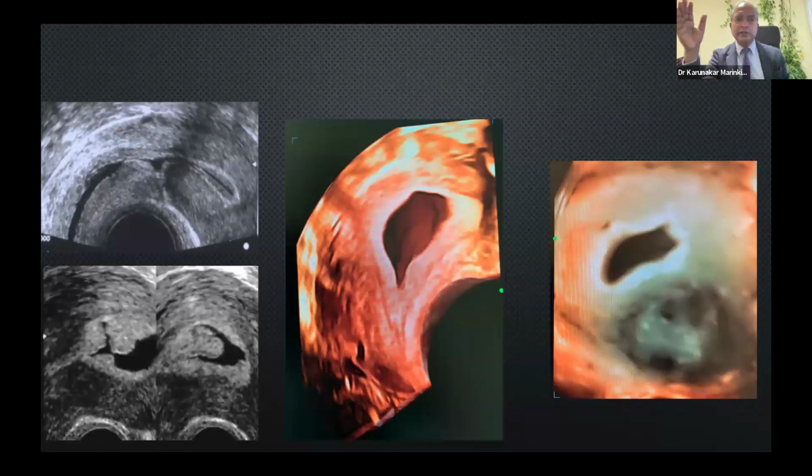So I always keep an ultrasound. Even before embryo transfer, I do TVS. When I have a difficulty or my colleague is having difficulty, they call me. Always do TVS, always do vaginal examination, and then try if I can do an easy embryo transfer after that.